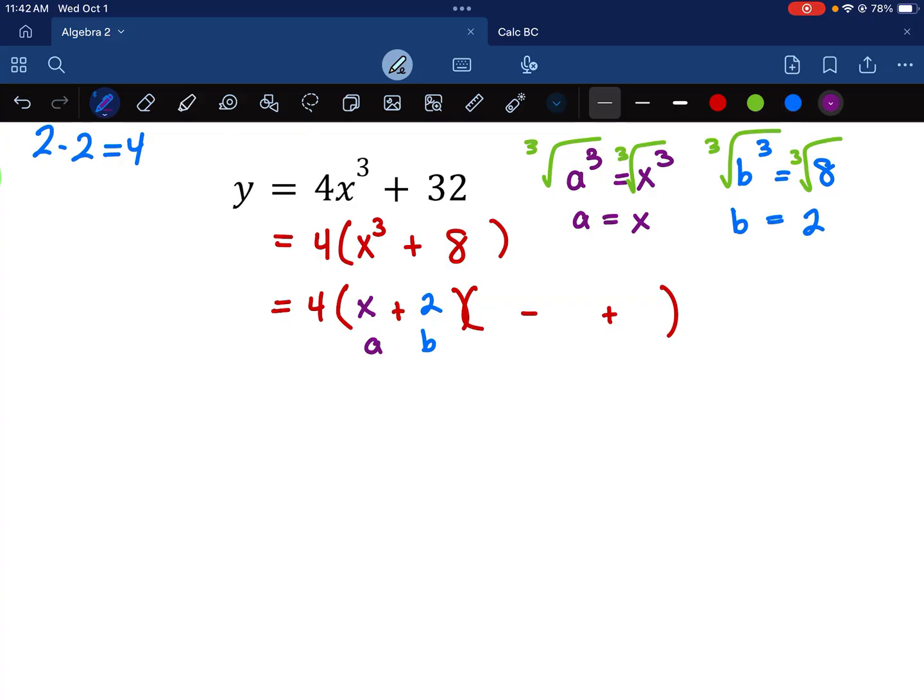In our second parenthesis, we're doing a squared. So x to the power of 2, we know is x squared. The second term is a times b. We know our a is equal to x, and our b is equal to 2. So x times 2 is 2x. In our last slot, we have b squared. We know b is 2. So 2 squared, 2 times 2 gives us a 4.